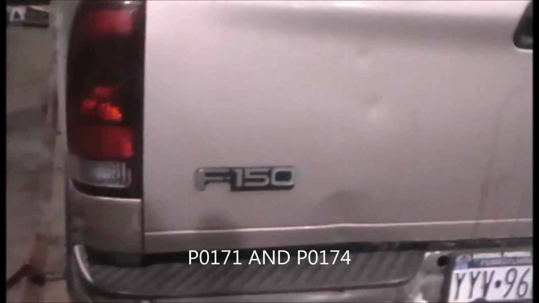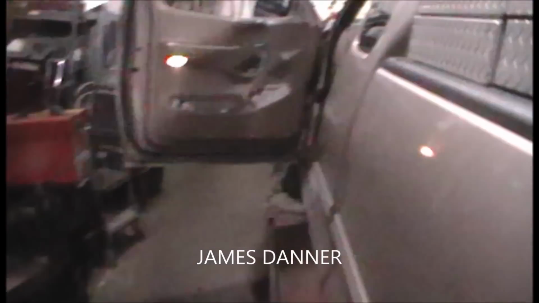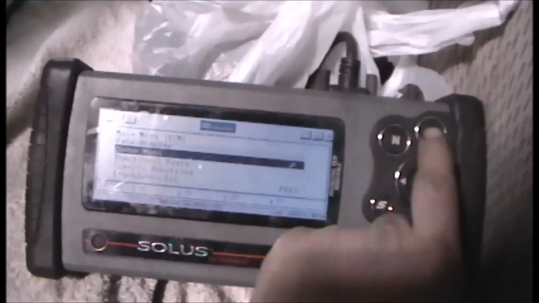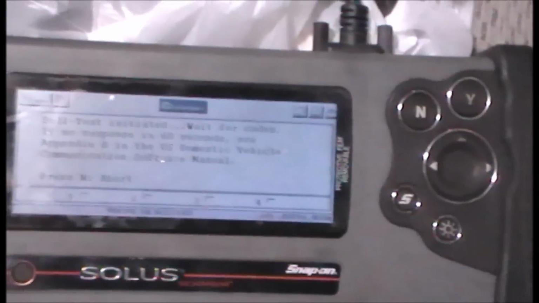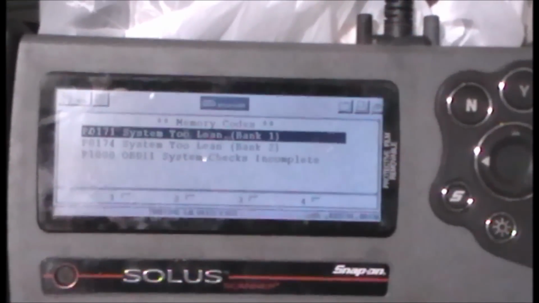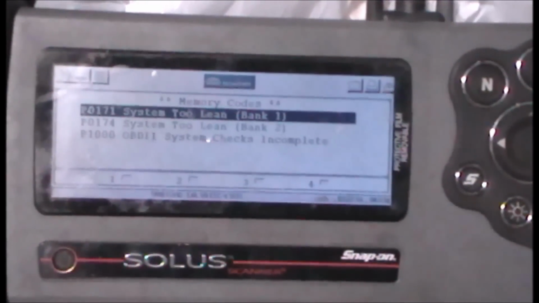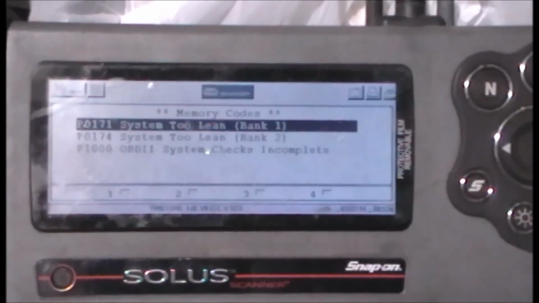Alright, today I have a 1998 Ford F-150. Check engine light's on. If I go to the codes menu, I have the system lean codes 171, 174, and the 1000 is because someone cleared the codes, and it's just all the monitors aren't set.